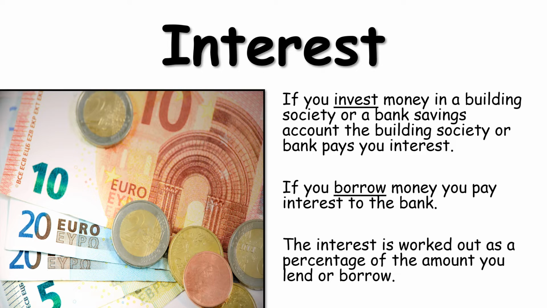The interest is worked out as a percentage of the amount you lend or you borrow. Think of you investing, putting money into the bank, as a loan to the bank. You're lending them your money. What they do is they pool everyone's money together, and then they can use that to give out to other people who need money right now. So it means there's a very efficient use of money in society.